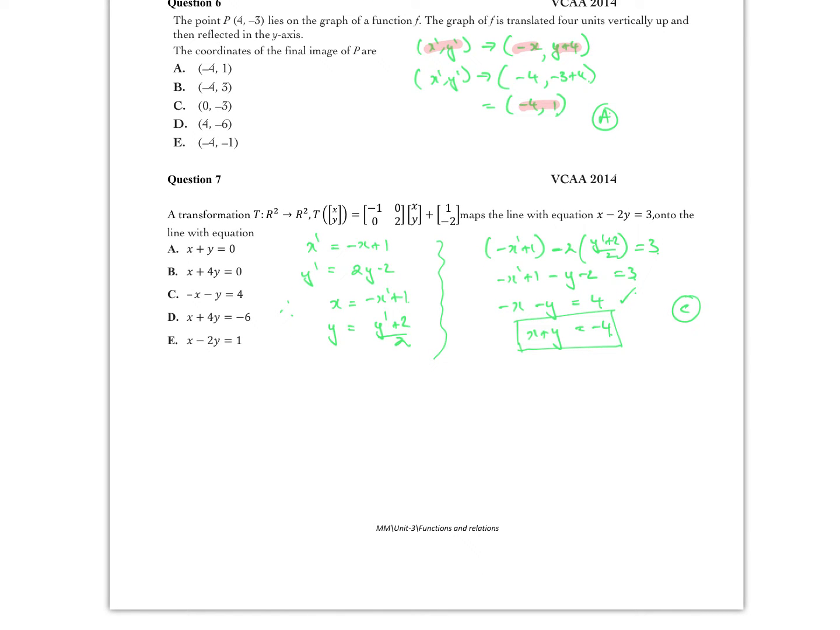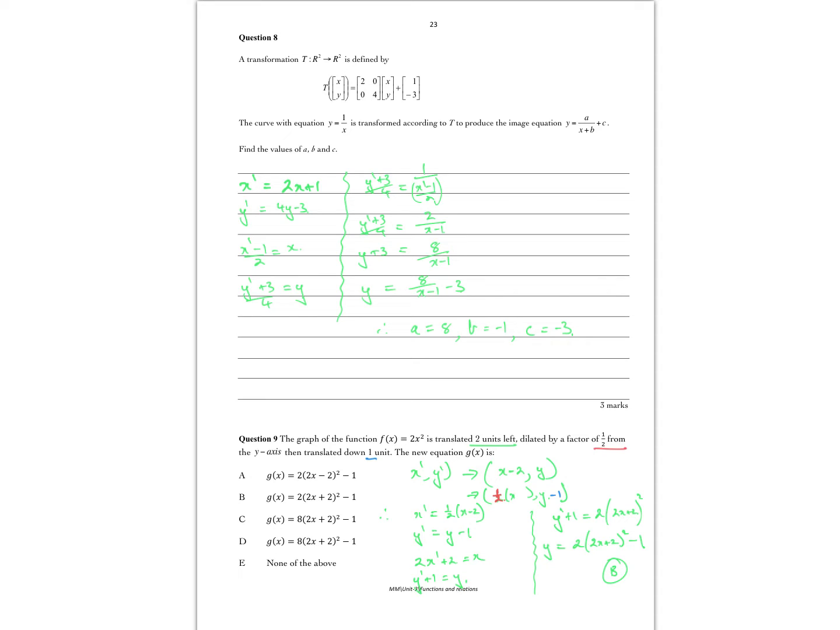Again, transformation matrix: x dashed is equal to negative x plus 1, y dashed is equal to 2y minus 2. Rearrange to get x equals and y equals. So there's x equals, there's y equals, and I substitute that into my original equation to end up with my new equation. So swap for x, swap for y, multiply through terms. That's what I was looking for, to be honest, but as it turns out, that form of the equation was the one that they were offering us for C, and so there's our answer.